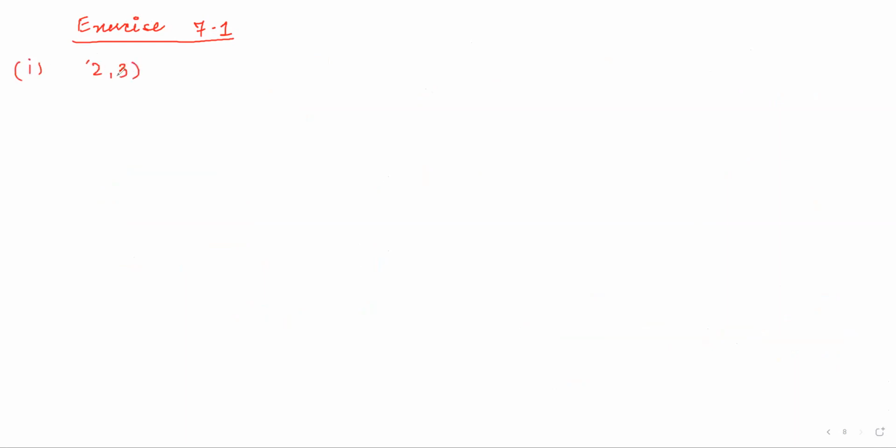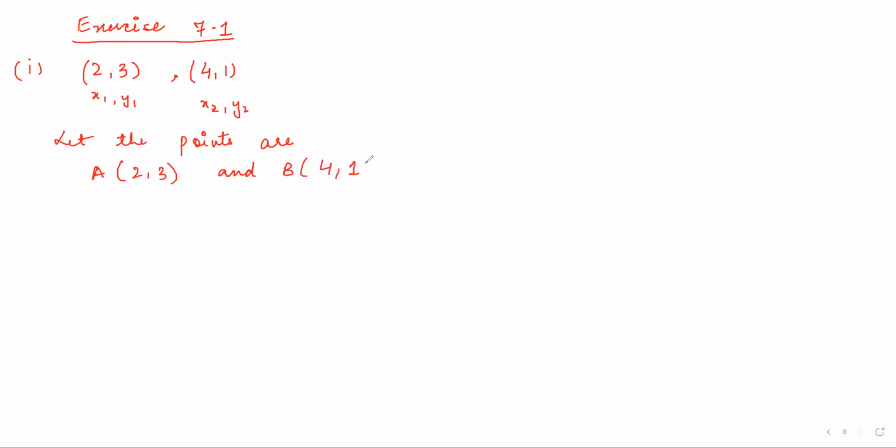So 2, 3, and next is 4 and 1, right? Basically this is your x1 and y1, and this is your x2 and y2. You have to find the distance. So just give some names. Let the points be A, which is (2, 3), and B, which is (4, 1). So you can write distance AB is equal to under root.